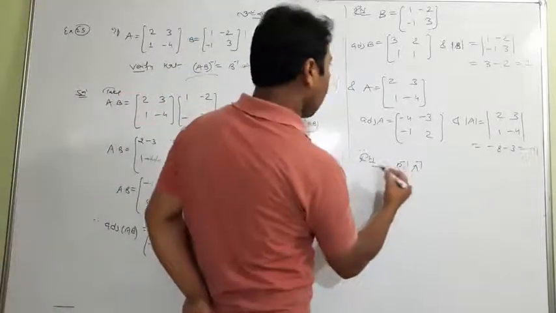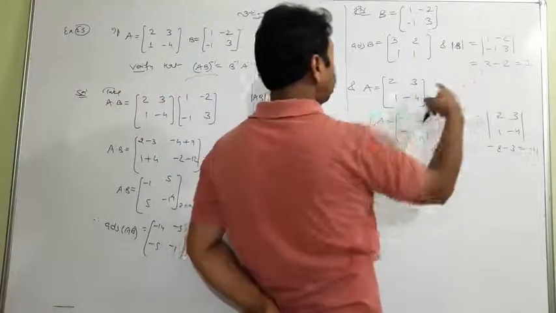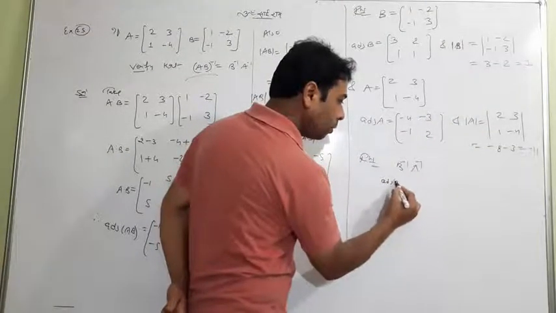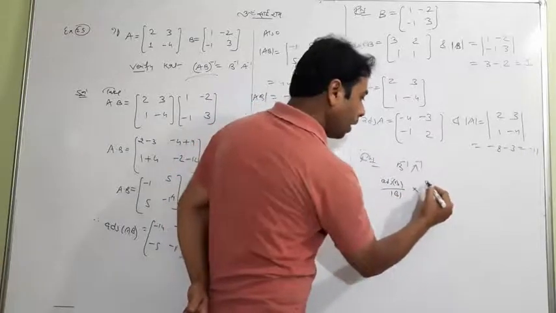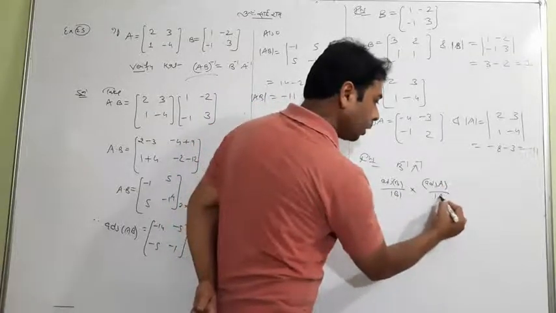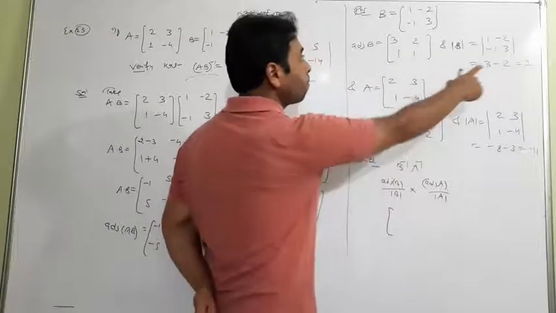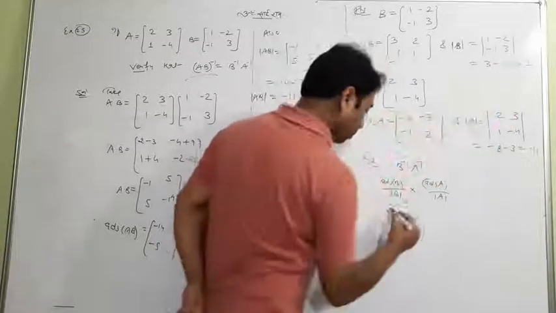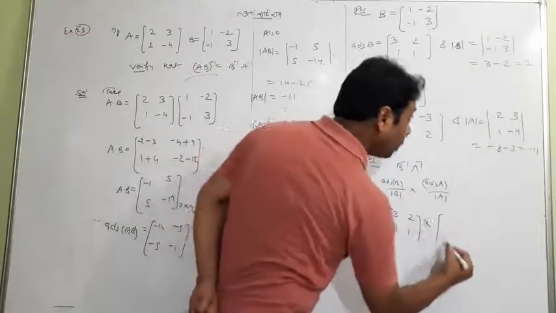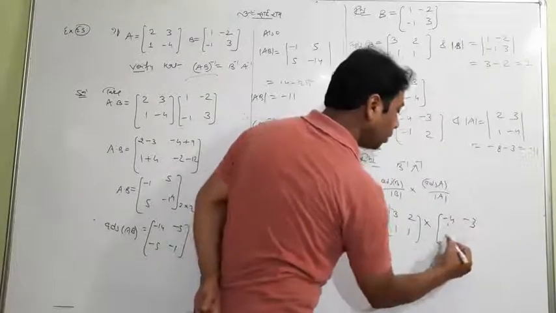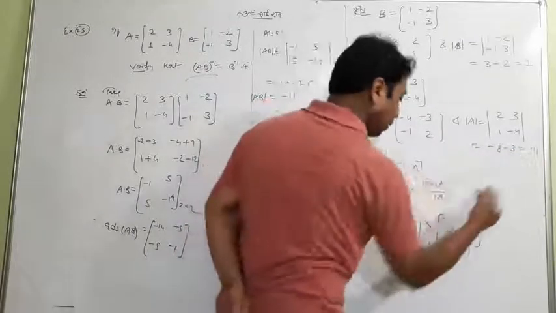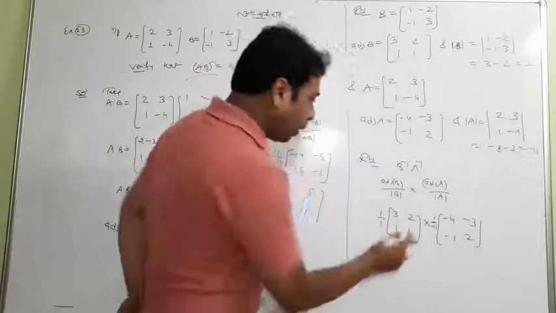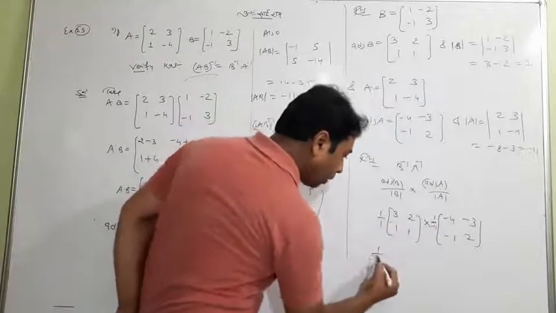What is B inverse? B inverse means adjoint B upon determinant B, and adjoint A upon determinant A. Put the values. Adjoint B is 3, 2, 1, 1, determinant B is 1, and adjoint A is minus 4, minus 3, minus 1, 2, and determinant A is minus 11. So 1 upon minus 11. Now multiply 1 by minus 11 into 1, it's 1 by minus 11.